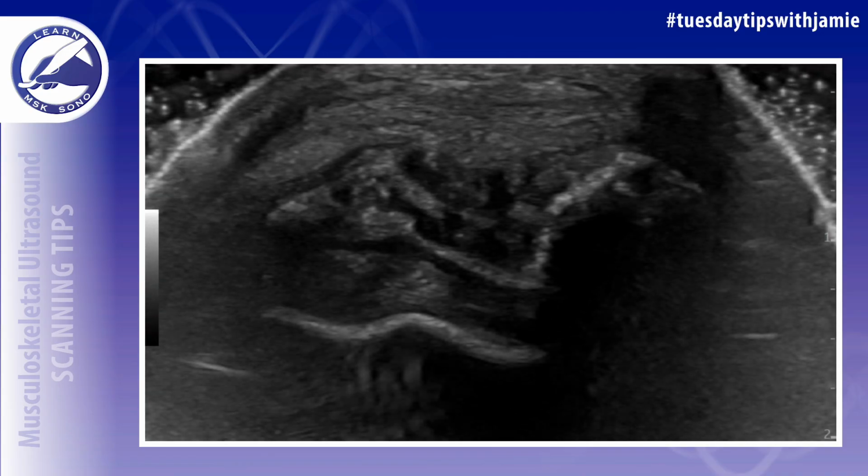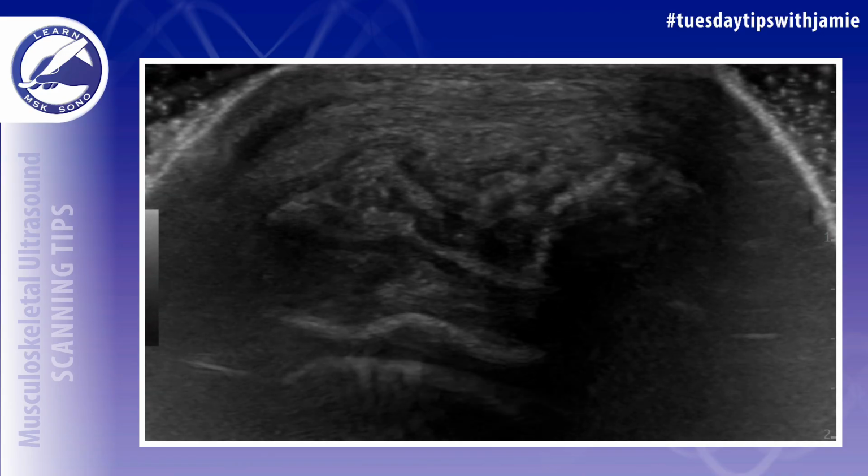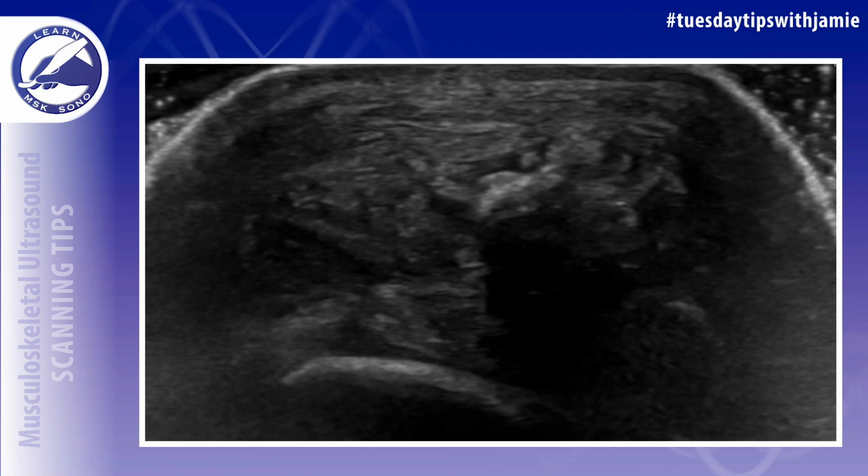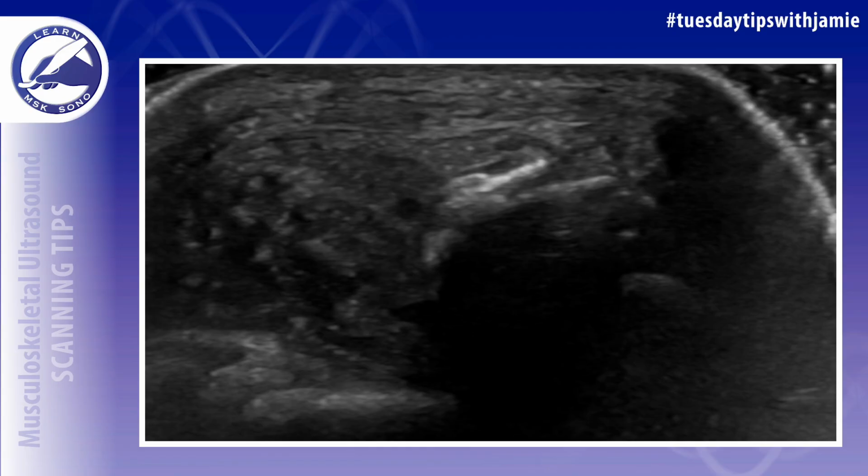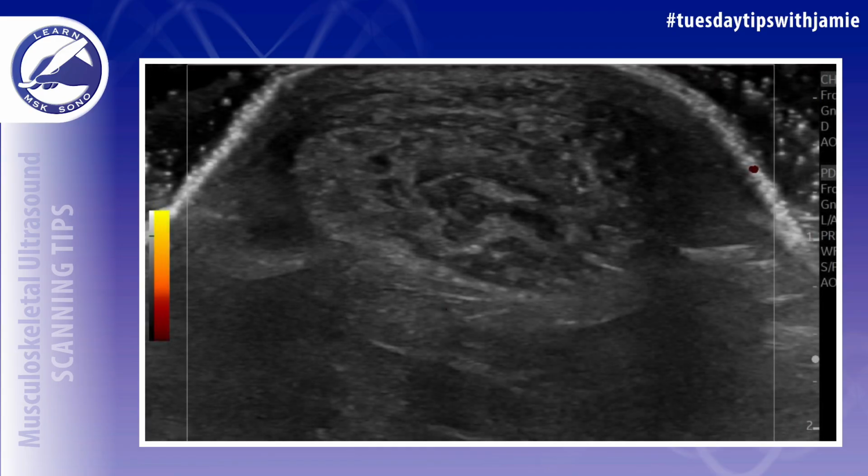Then you would turn 90 degrees, and then you would scan the Achilles tendon in the short axis from distal to proximal, focusing on the area where the palpable lump is at the Achilles insertion. Power Doppler should also be utilized to document any hyperemia present within the tendon or the surrounding bursae.